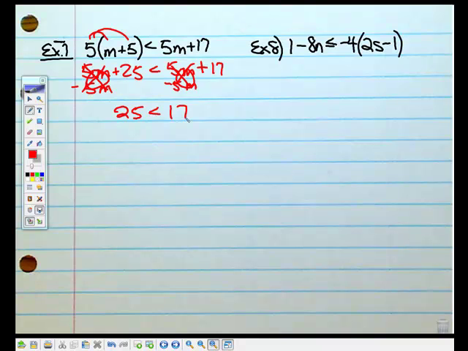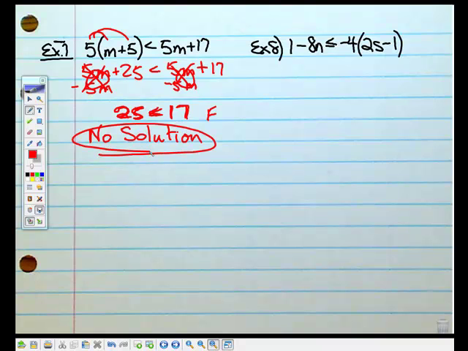We saw this before when we had equations with variables on both sides. When the variables disappear, we look at this and decide whether this statement right here, 25 is less than 17, is true or false. That's actually false. If it's false, our answer for this is there are no solutions. There is no number that we could replace the m with to ever make that true. So we'll circle that to let you know that's the answer.